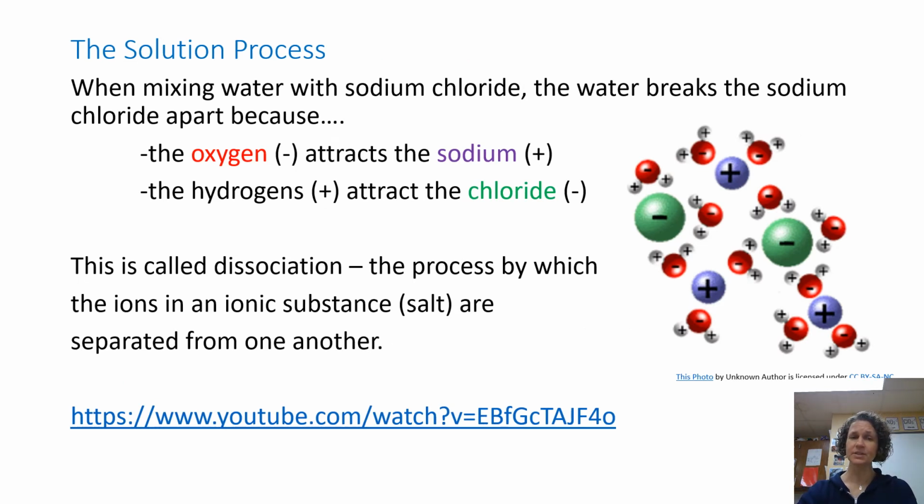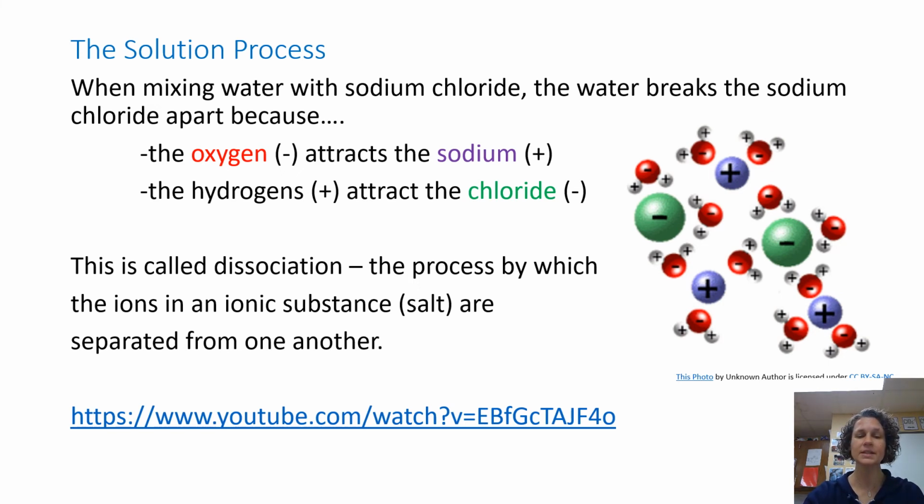Now, the whole process of dissolving things is kind of complicated, really, but super quick. So it happens very fast. When you are mixing water with sodium chloride, the water itself, the H2O, breaks the sodium chloride apart because the oxygens, which are the little red dots over there in the picture, attract the sodium, which are the purple dots. So you've got a negative and a positive. And then the hydrogens are the little whitish, grayish dots. They are attracted to the chloride, which are the big green dots. And so they are basically switching places. They are being attracted to the other substance because of charge.